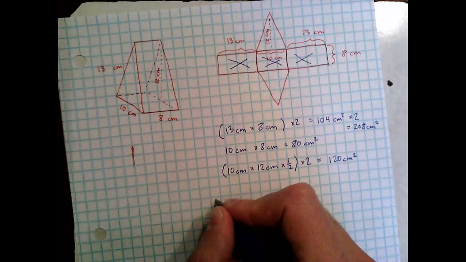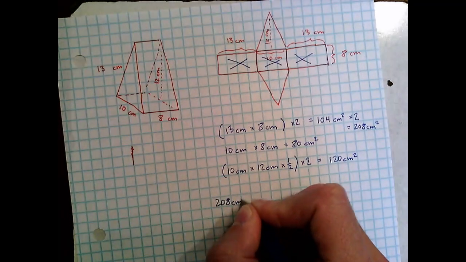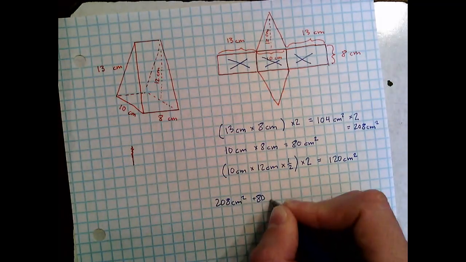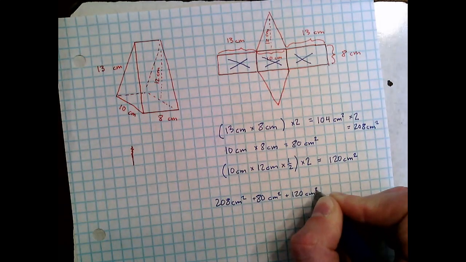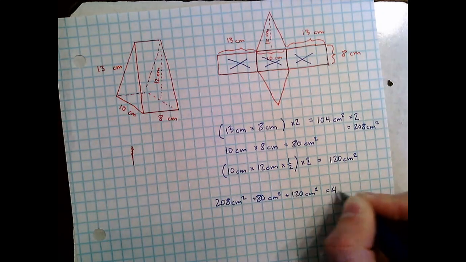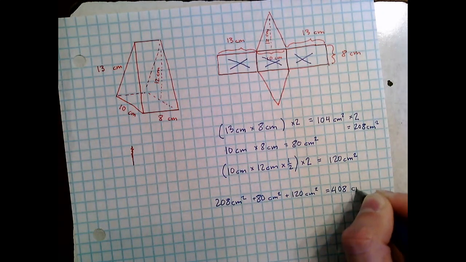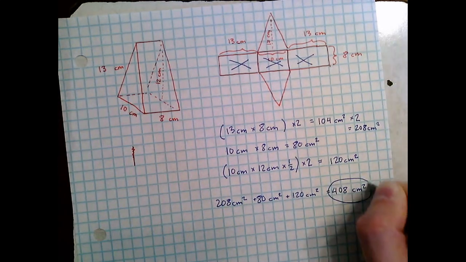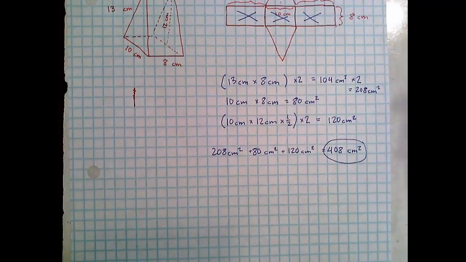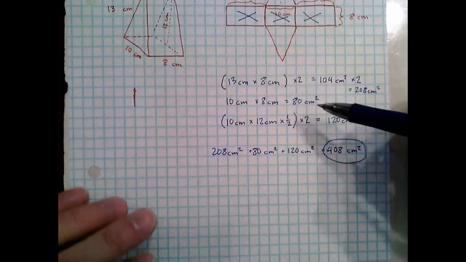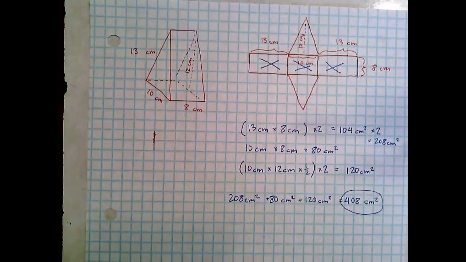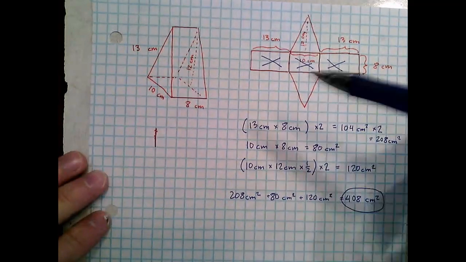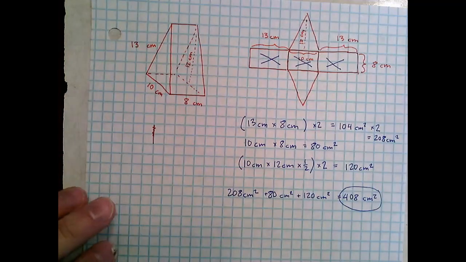Add all of these up. 208 centimeters squared plus 80 centimeters squared plus 120 centimeters squared equals 408 centimeters squared. All right, and that's it. So you can see it's pretty similar to rectangular prisms, and that you're just finding the different faces, their unique area, and adding them together, but the triangles add an extra level to make sure you understand.